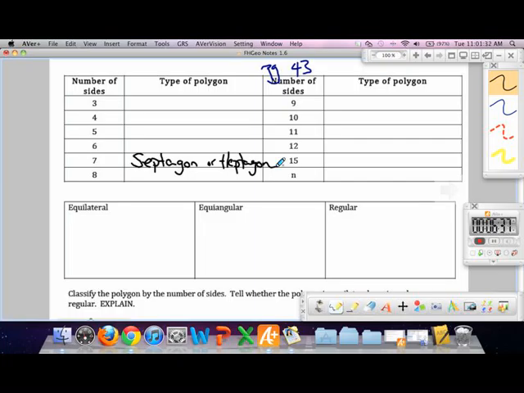Why is September? What? Because they started. 8 is octagon.